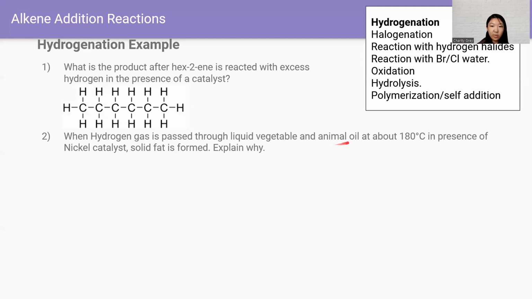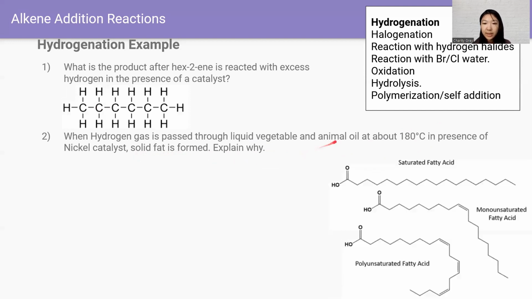Liquid vegetable and animal oil, understandably, are all liquid at 180 degrees Celsius. That is a very hot temperature, right? Vegetable oil is unsaturated, and animal oil is often saturated. At room temperature, animal oil will be solid, and vegetable oil will still be liquid. Now that we've turned them both into liquid at a very high temperature, suddenly we realize we're still getting solid fat. So let's take a look at the unsaturated vegetable oil and the saturated animal oil.